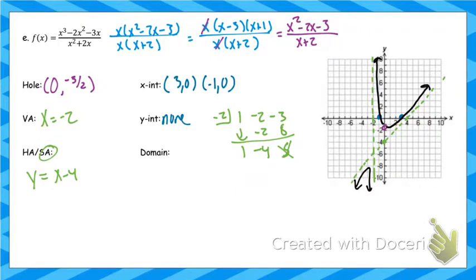Once our graph is drawn, we'll find domain. So negative infinity to negative 2. Picks back up at negative 2. We also have to exclude the hole. And that is my domain.